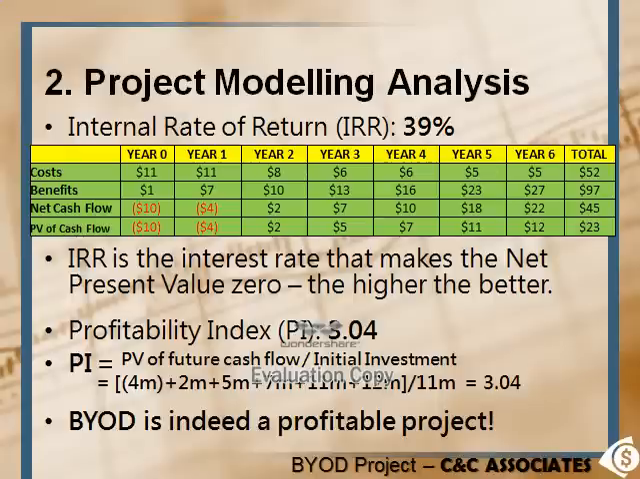So as a rule of thumb, a ratio of 1 is logically the lowest acceptable measure on the index. Any value lower than 1 indicates that the project's present value is less than the initial investment, and the project will not be feasible. However, in our BYOD project, the profitability index is 3.04, which is again a very attractive number to have. So we can conclude that BYOD is indeed a very profitable project.